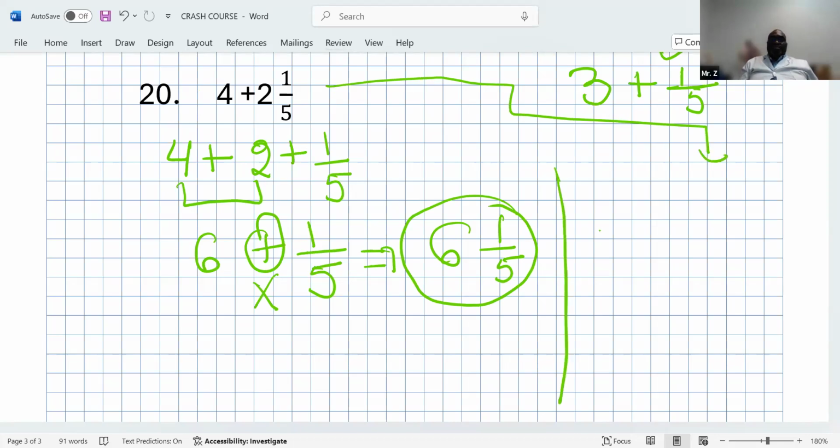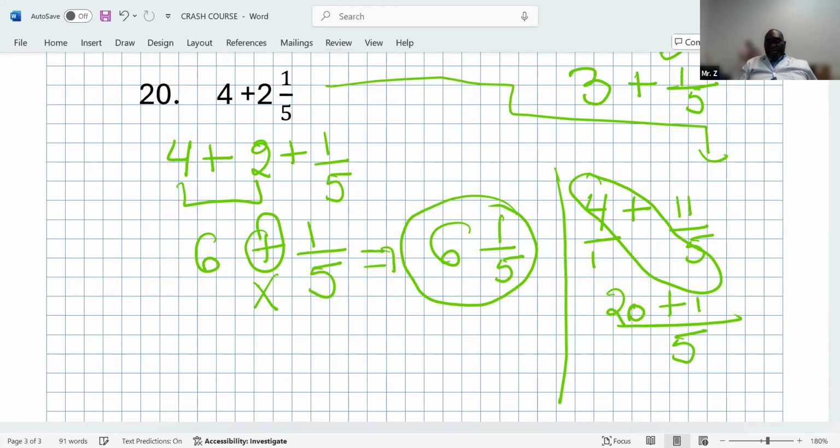Let's solve that. You're going to have 4 plus 5 times 2, which is 10, plus 1, you get 11. You get 11/5. Put 1 over there. Let's do the math. 1 times 5 is 5. Do this right here first: 4 times 5, you get 20. 1 times 11, you get 11. So you got 11 over there.